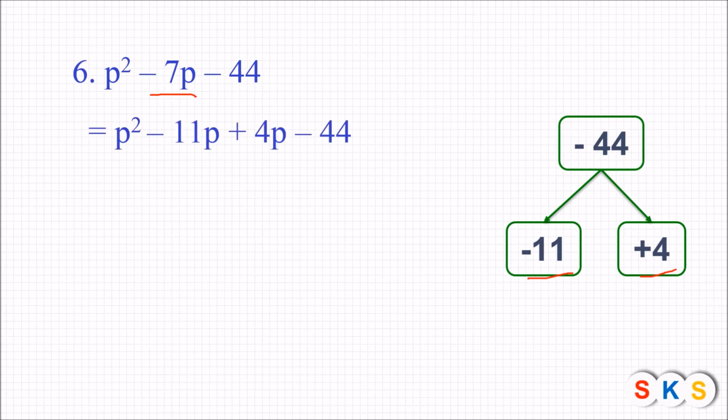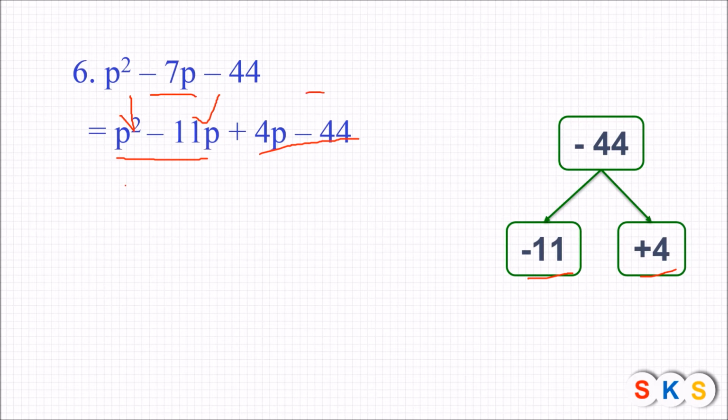After splitting the middle term, we will make groups of binomials. This is your first group of the binomial and this is your second group of the binomial. Now we will take the common factor in the first group. Here the first term is p square. P square you can write as p into p, and 11p you can write as 11 into p. So the common factor between the two terms of the first group is p.